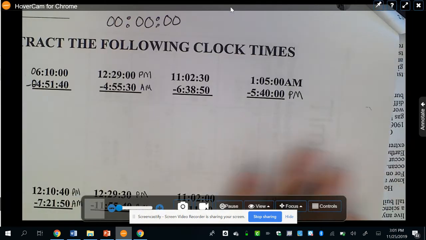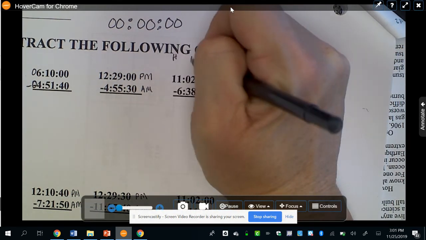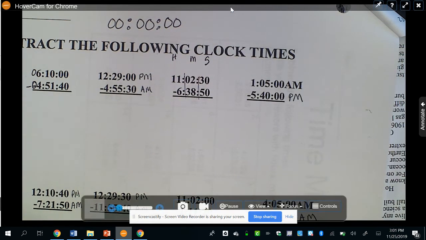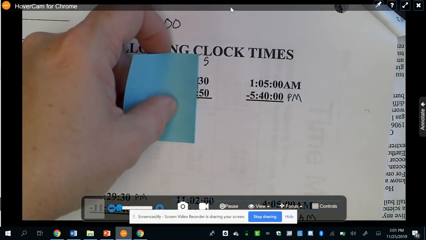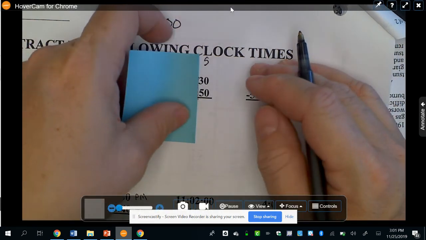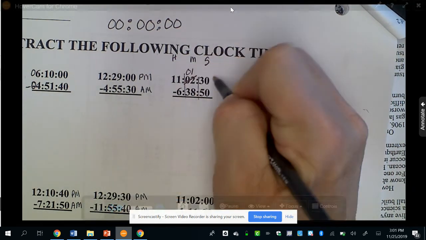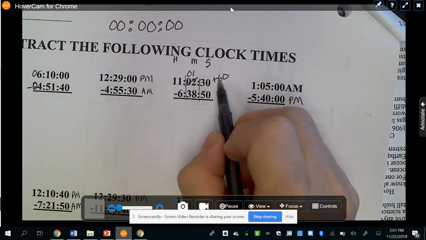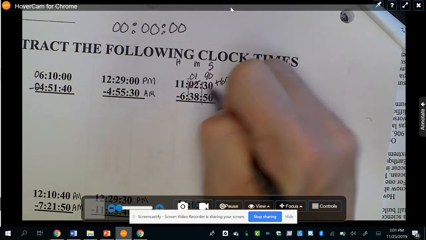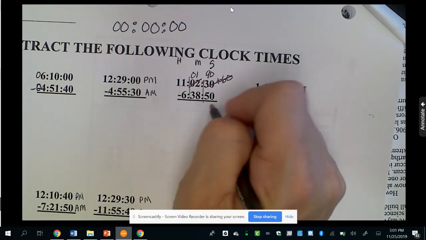I'm going to show you another example, and that's the fourth one over on the top row. Once again, we have hours, minutes, seconds. I just put in my reminders there to help me out. Can I take 50 from 30 and have a positive number? No, it would be a negative 20. So I need to borrow from my minutes, and I have 2 minutes here. I'm going to change that to 1, and I'm going to add 60 to my seconds. 60 seconds plus 30 seconds is 90 seconds. Now I can take 50 from 90 and still have a positive number.